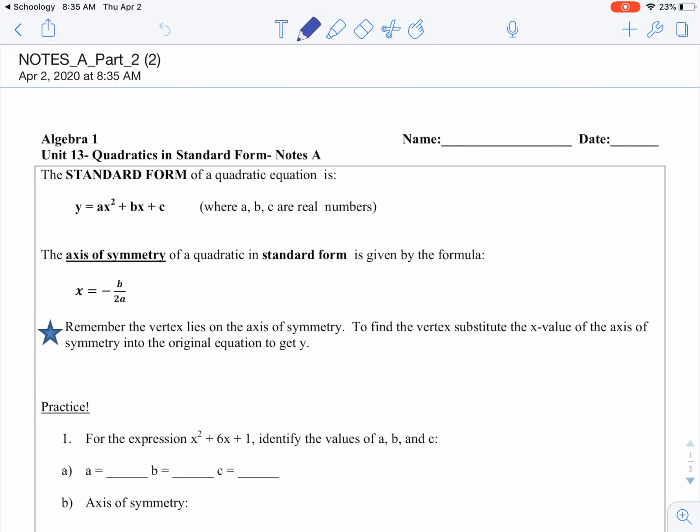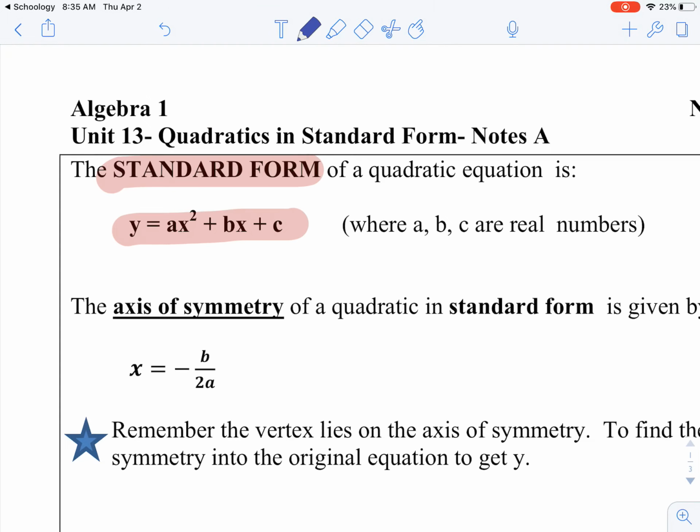All right, the second part of Notes A for Unit 13 is going to, again, continue being about the standard form. So we said y equals ax squared plus bx plus c. It does not matter if we have capital letters or lowercase letters when you see the standard form. Different textbooks, different resources will show it either way.